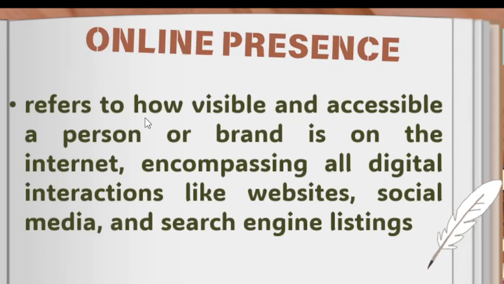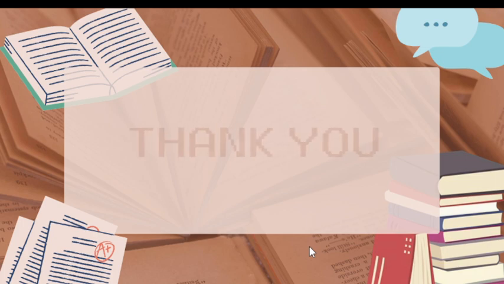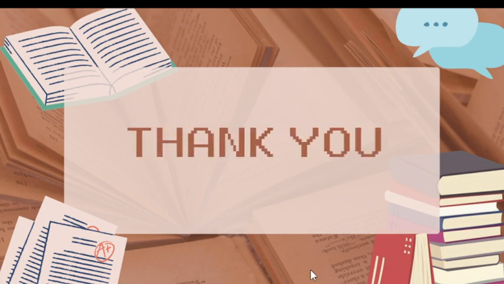Online presence refers to how visible and accessible a person or brand is on the internet, encompassing all digital interactions like websites, social media, and search engine listings. I know that others lock their profile or limit how people access their personal information online. And that's actually just good. You are just protecting your privacy. So that's it for the journal types and journaling.